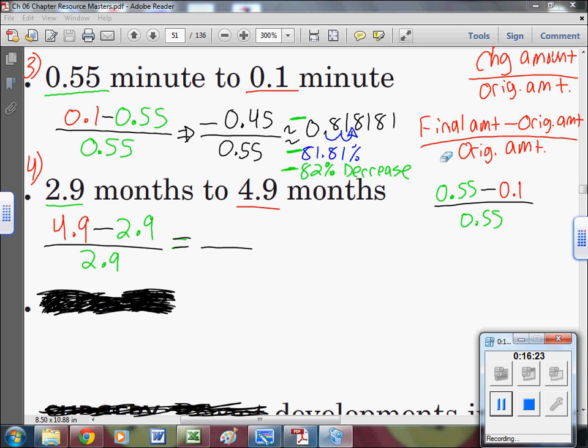All right, so anyways, we go to calculate this and see what this equals. Let's simplify. On the bottom, we know we're still going to have 2.9 months. And on the top, 4.9 minus 2.9, well, that's going to be 2. So that means the change is 2 months. So that was the change. 2 months went by. And now we just have to do 2 months divided by the original amount, the starting amount of 2.9. So with your calculators, you're going to do 2 divided by 2.9. Remember, it's top number divided by bottom number.